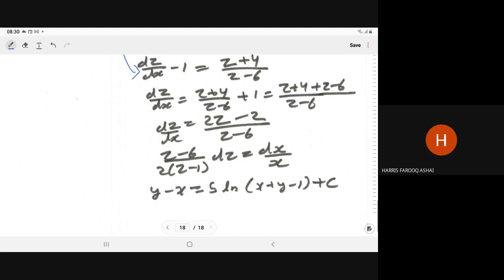So what we can do, we can separate. On one side we have x, on the other side we have z. On the left hand side we have z minus 6 upon 2 into z minus 1 dz is equal to dx. So here we have the explicit expression of z, and here we have the explicit expression of x. Sir, where did we get dx by x? There is no x. Yes, there is no x.